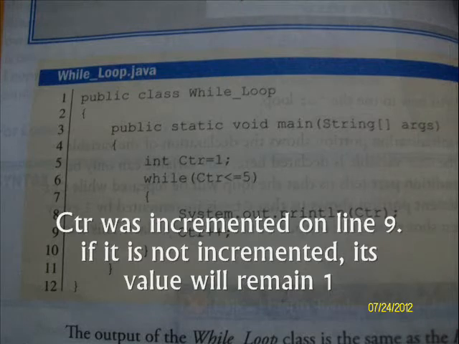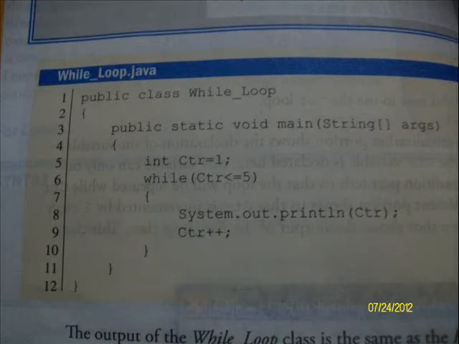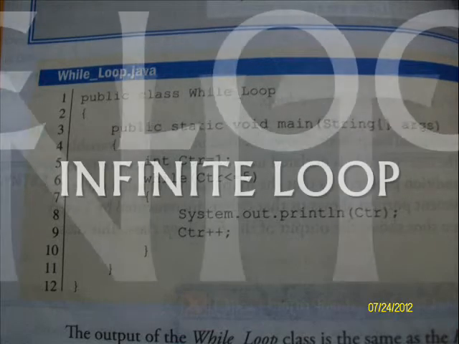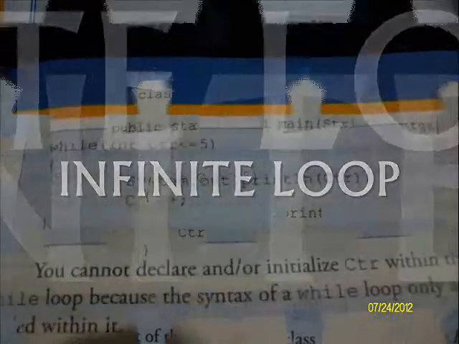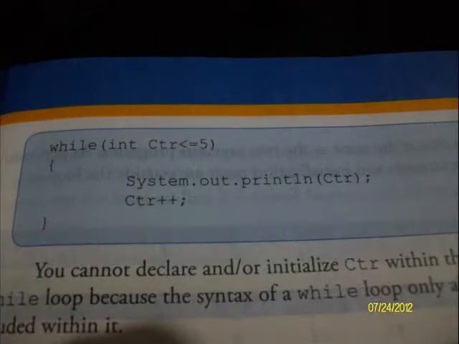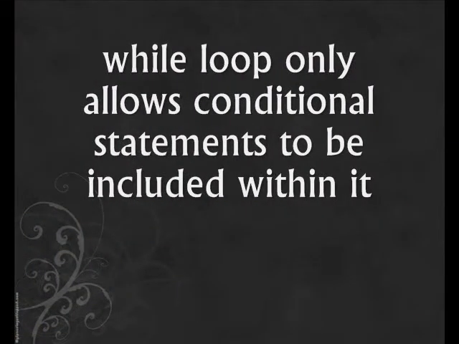If it was not incremented, its value will remain 1, causing the program to run endlessly. This is called an infinite loop. You cannot declare and initialize CTR within the parentheses at the beginning of the while loop because the syntax of a while loop only allows conditional statements to be included within it.